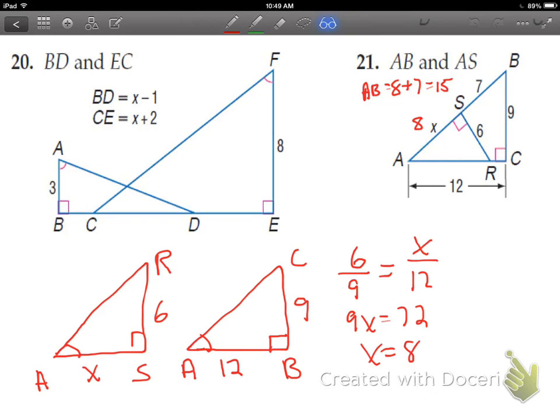On number 21, the same process is used. Triangle ASR and ACB both have angles with one mark down at A, because they both share angle A, and they both have right angles. So they're similar by angle-angle. Forming ratios of corresponding sides, we find that x equals 8, which means that AS is 8 and AB is 15.